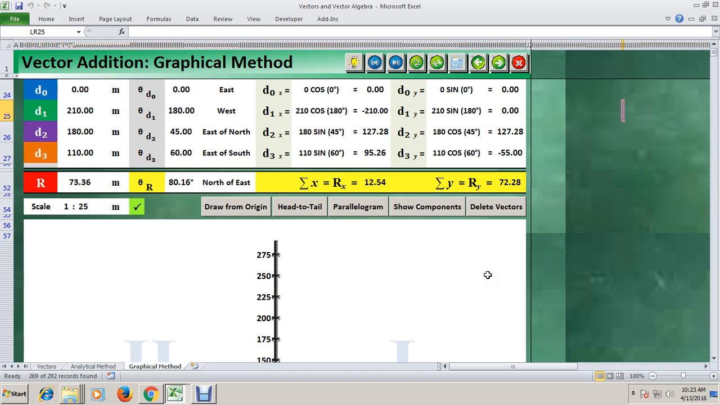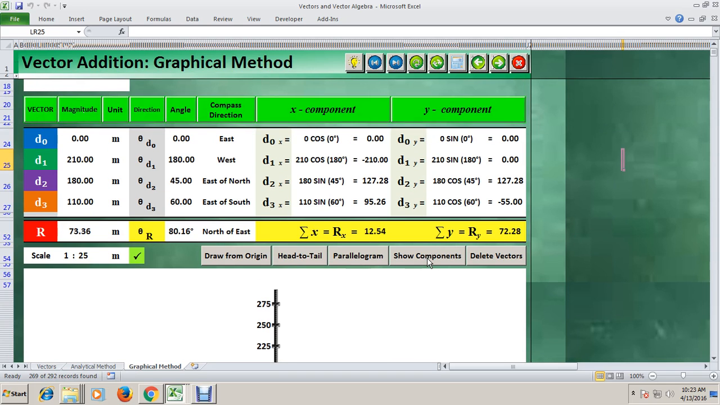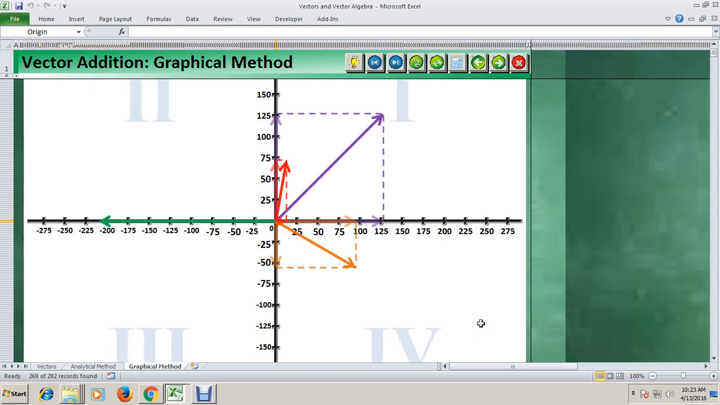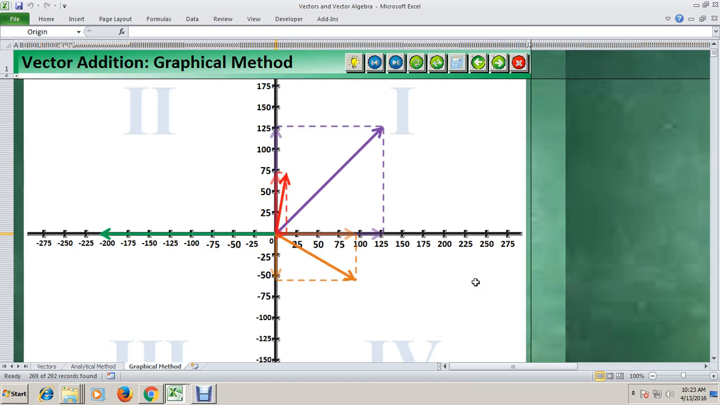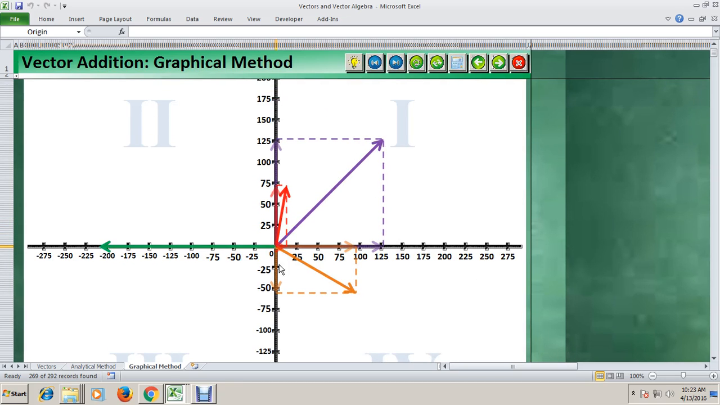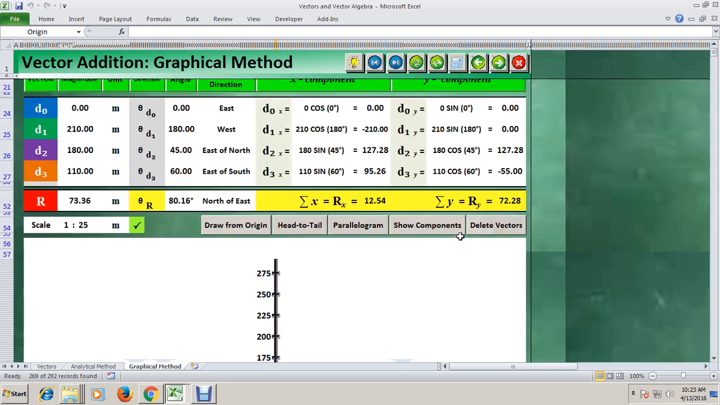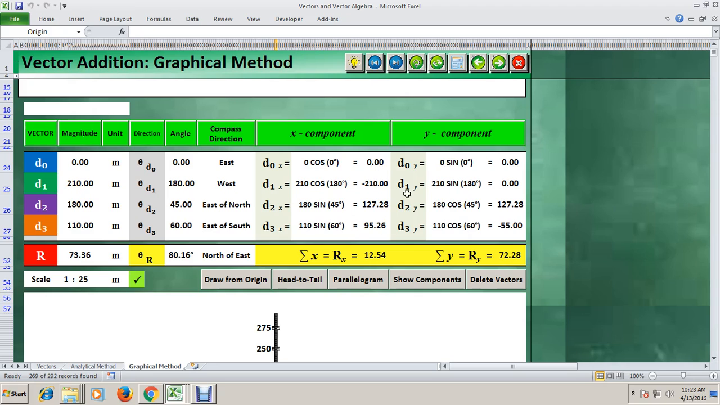Okay, so let us try to show the components of the given vectors. Try to look at the following projections. Each of these projections, as represented by the dashed lines and the shadow projections on the x-axis and on the y-axis, are actually the length of the vector arrows represented by this computation of the x and y components.